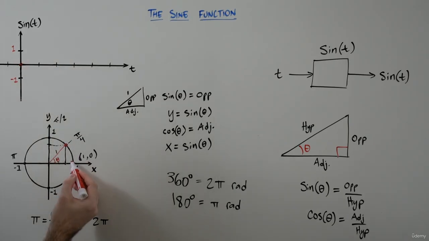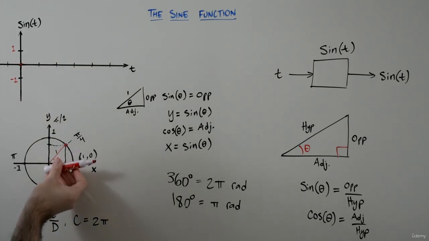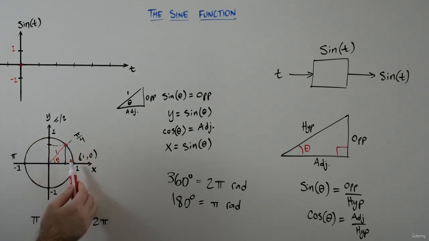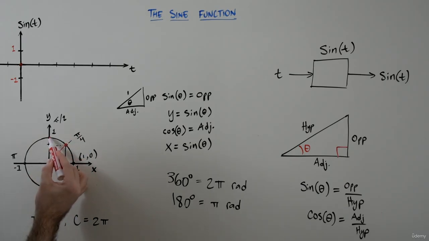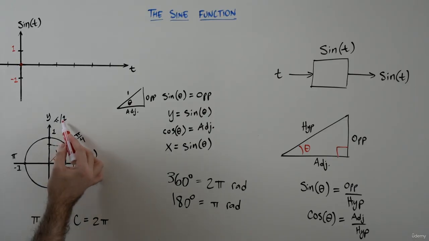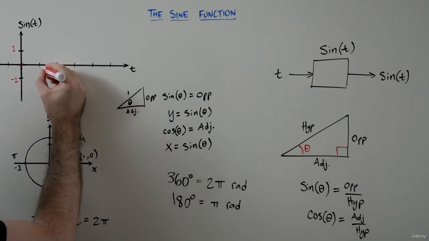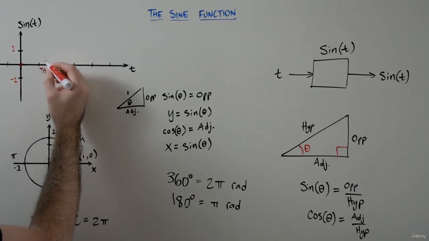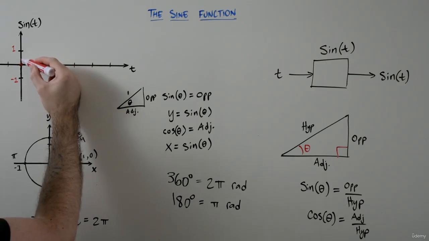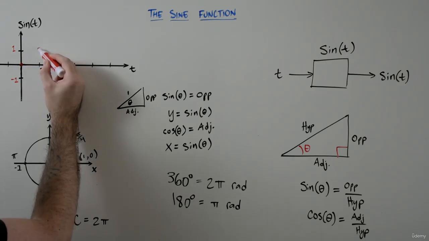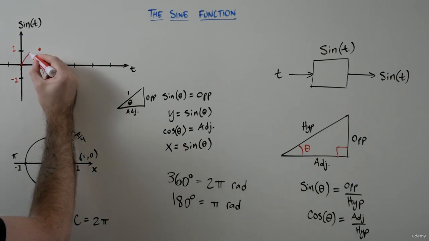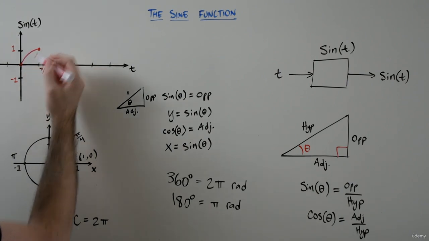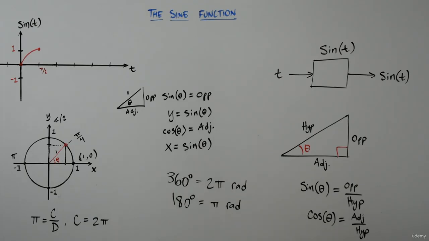And as we increase our angle here on the unit circle, we see that our y value is increasing all the way up to a maximum of 1 at pi halves. So let's say that this point here is pi halves. Then that means we're going to smoothly increase up to 1 on this graph. So the graph looks like this. That's what our curve for the sine function looks like.